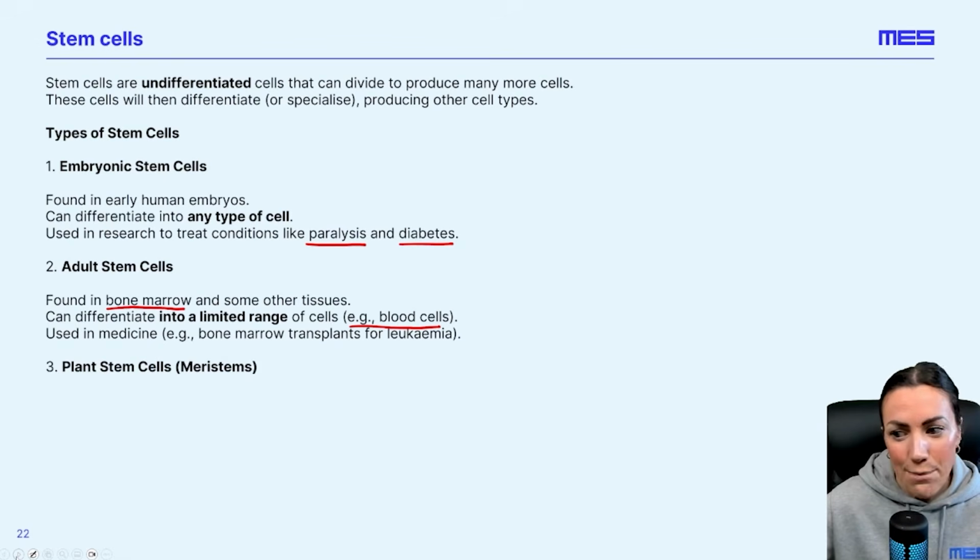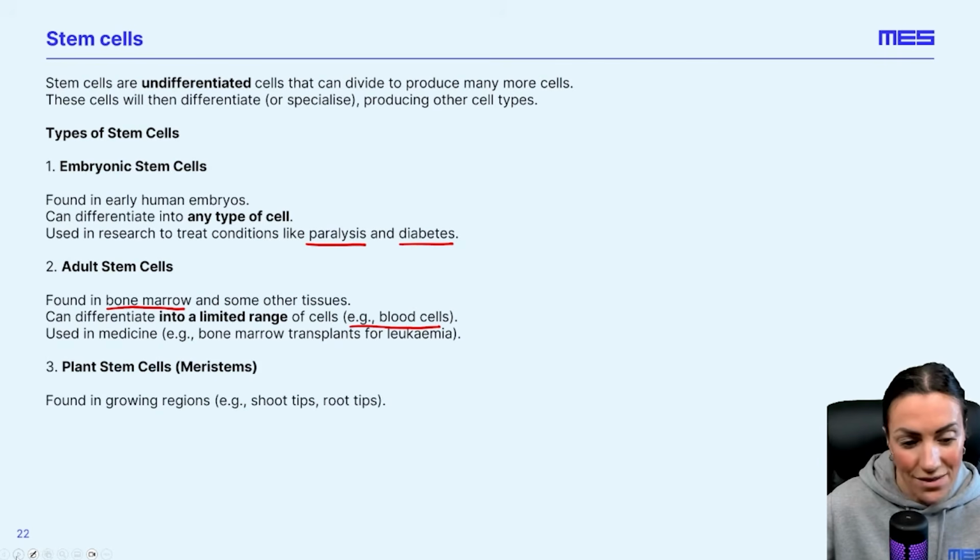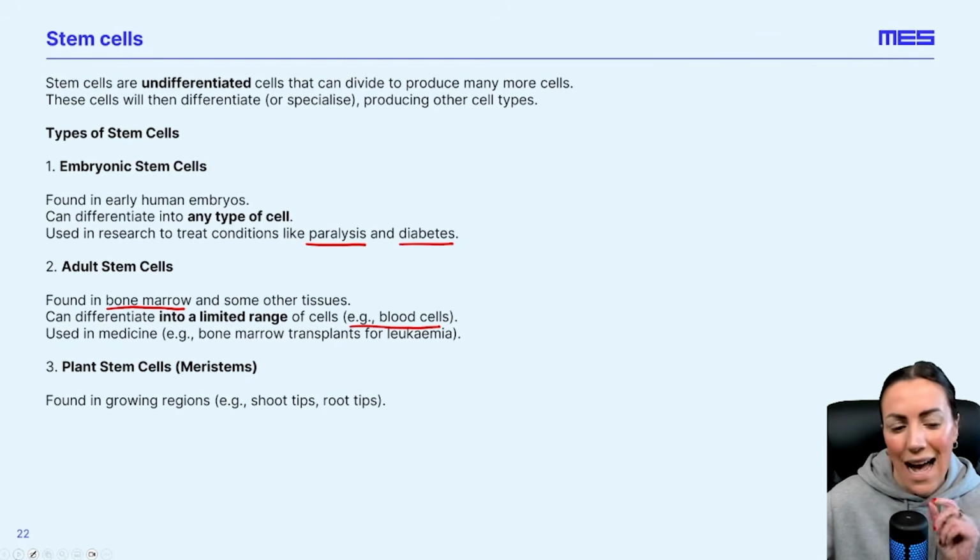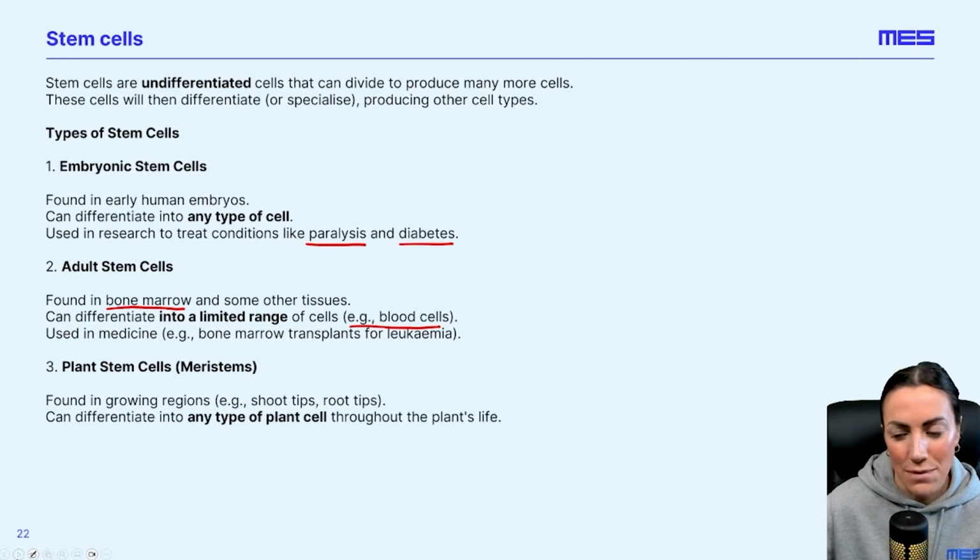And the third type are plant stem cells. These are found in what we describe as the meristem regions of plants. Now, meristem regions, where the plant stem cells are located, are found in the growing regions, such as the tip of the growing shoot and the tip of the growing root. They will contain plant stem cells.